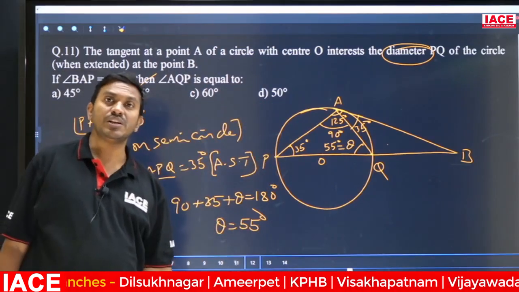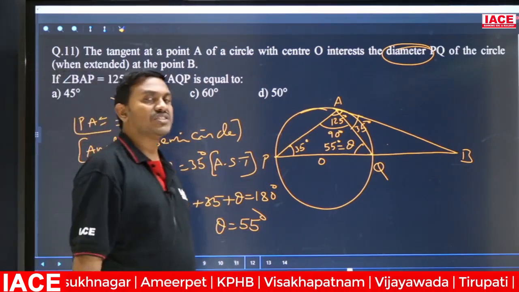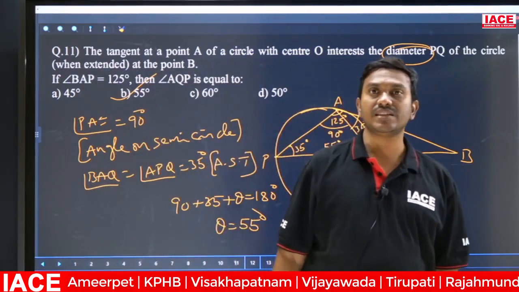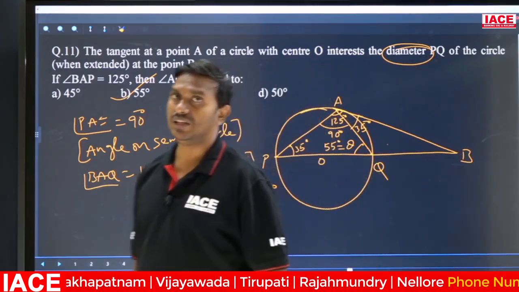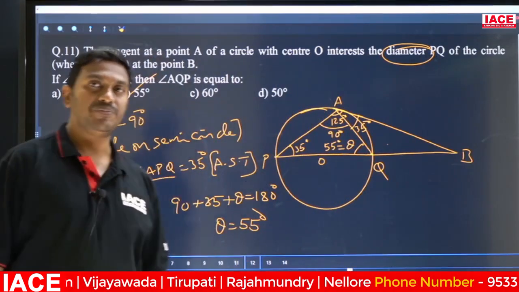So two theorems are involved here. What is the first theorem? The first theorem is angle on a semicircle is 90 degrees. What is the second theorem? The second theorem is the alternate segment theorem. So two theorems are involved here, right?